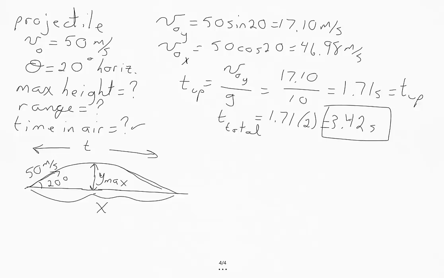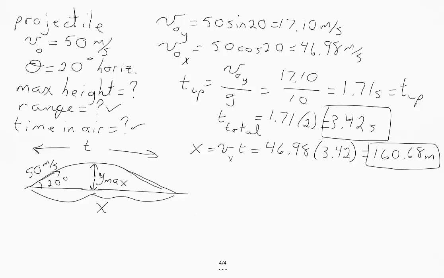Let's go to the range. The range is the next one to do because it is also super simple, with the fact that range is just simply the velocity in the x times the total time. Velocity in the x was 46.98. The total time is 3.42. Now again, these further calculations depend on your first calculation, so make sure you get that one correct, which also depends on your calculations of v naught x and v naught y. This becomes 160.68 meters.